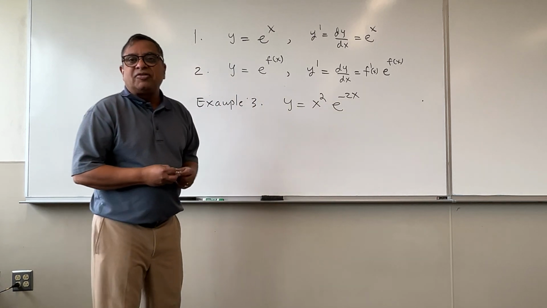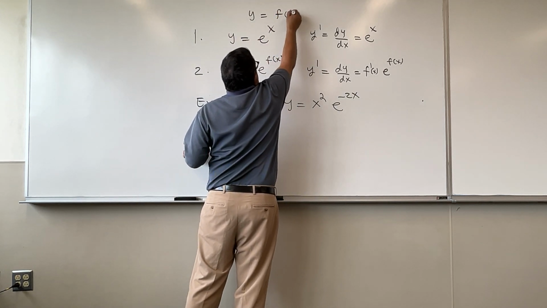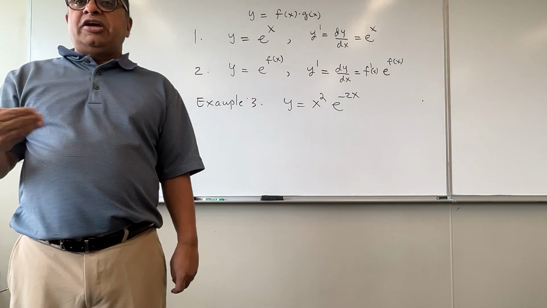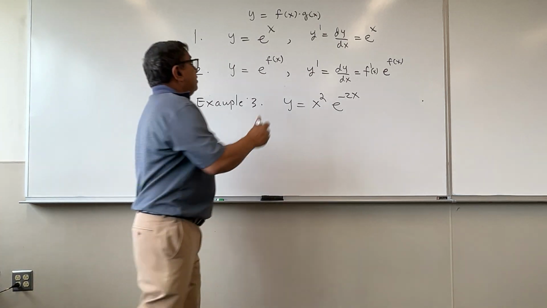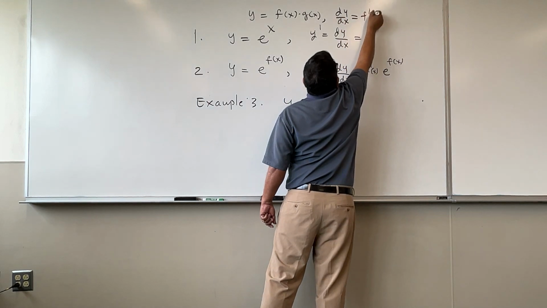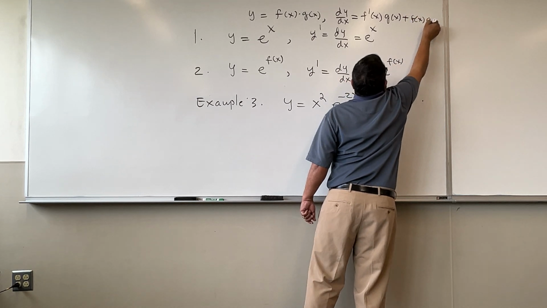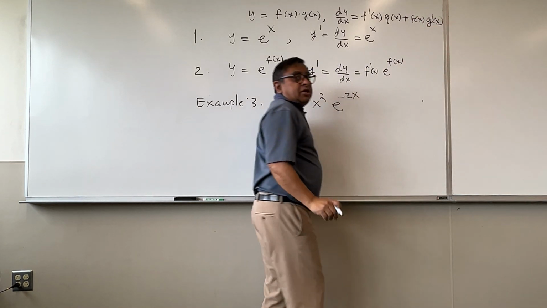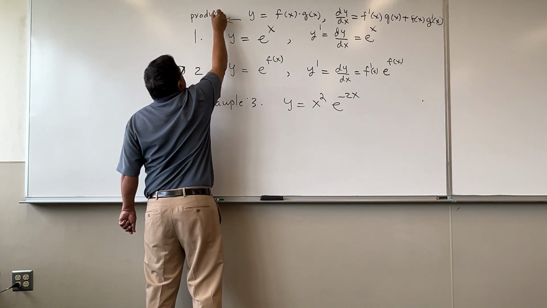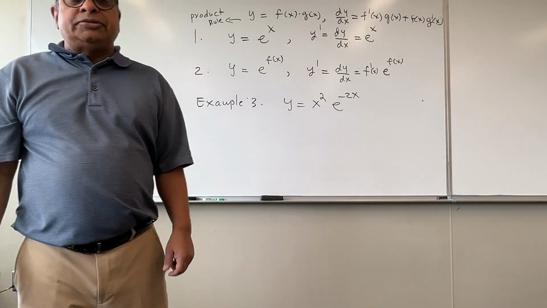So what's the product rule for the derivative? I'm going to write it up here. If y is function of x times another function of x, so y is f of x times g of x, then dy by dx, the product rule says f prime of x g of x plus f times g prime of x. Okay? And that's called product rule for derivatives. So let's use that.